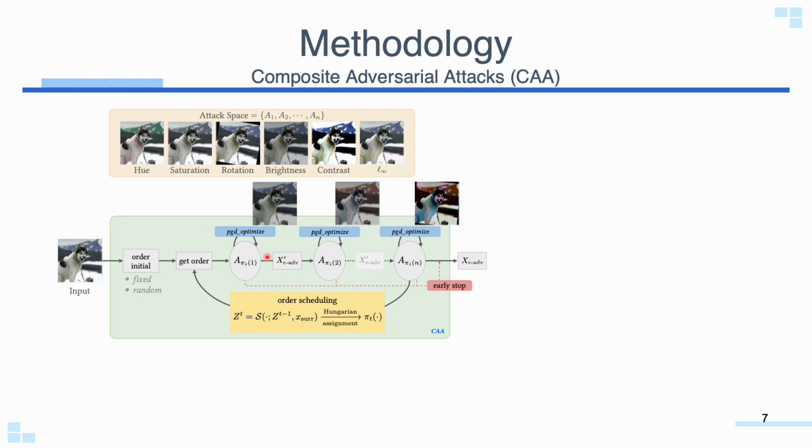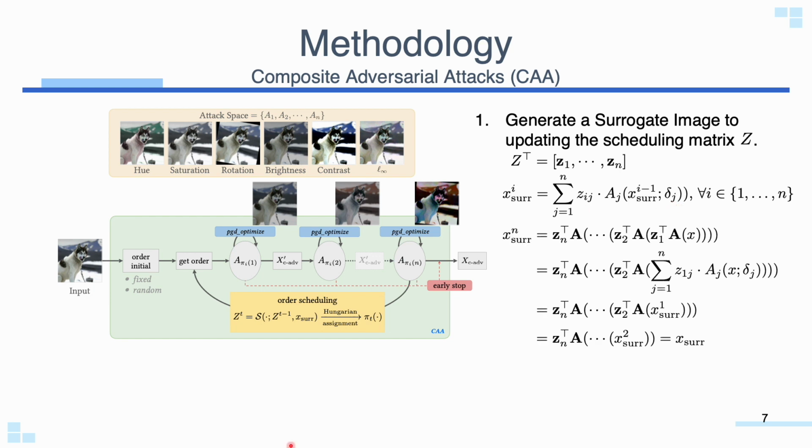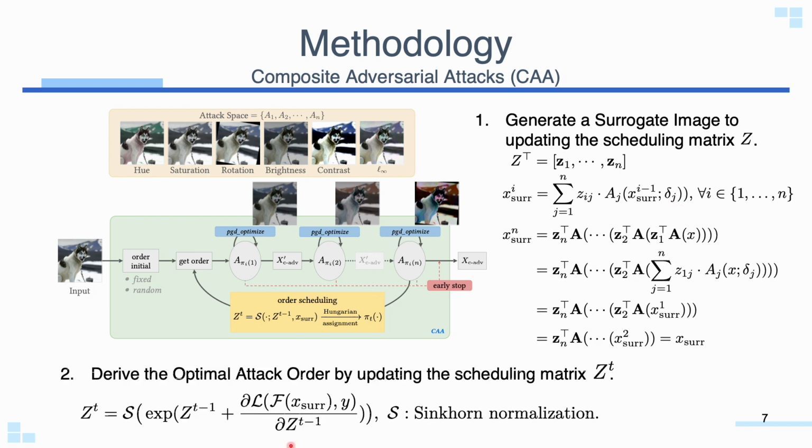The attack order is optimized through a scheduling matrix Z, which could be considered as an n by n doubly stochastic matrix. And each row of Z, Z1 to Zn, represents the possibility of each attack to be chosen at each attack step. So the order optimization is to optimize the scheduling matrix Z. To this end, we generate a surrogate image X0 by weighting each type of attack perturbation with its corresponding possibility at each iteration. We then use this surrogate image to compute the loss and update the scheduling matrix.